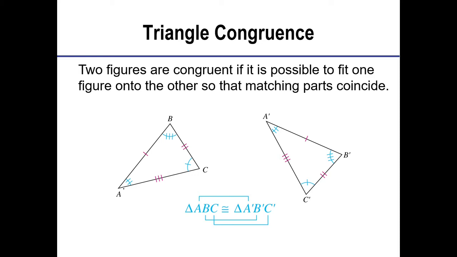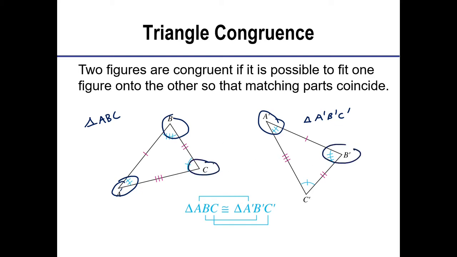The first triangle, we'll call it triangle ABC. The second triangle, I'm going to call that triangle A prime, B prime, C prime. Now, when I say that these two triangles are congruent, I have to make it so that the corresponding parts match with each other. Notice angle A is equivalent to angle A prime. Angle B is equivalent to angle B prime, and angle C is equivalent to C prime. So you have to write it in this order. You have to write triangle ABC is congruent to triangle A prime, B prime, C prime in that order.